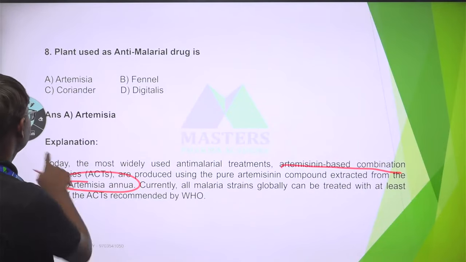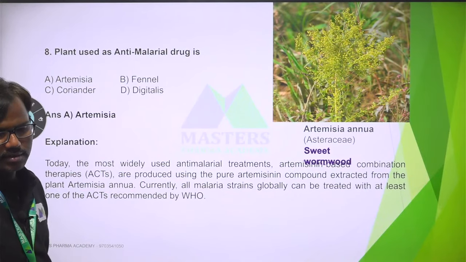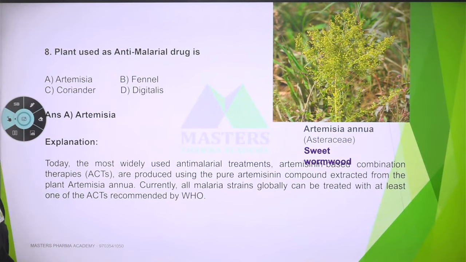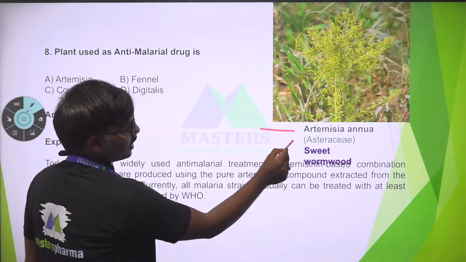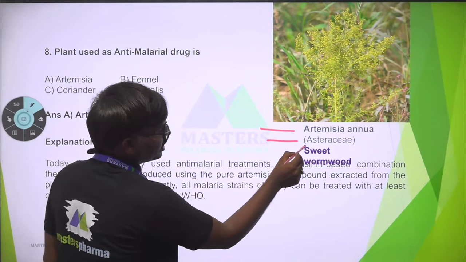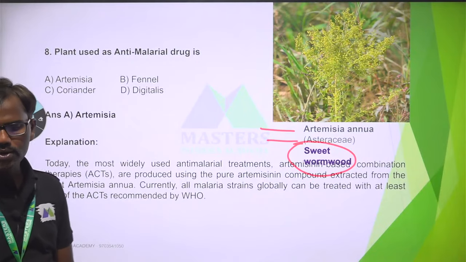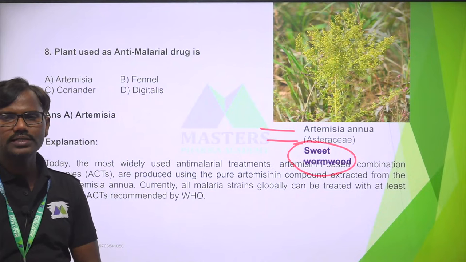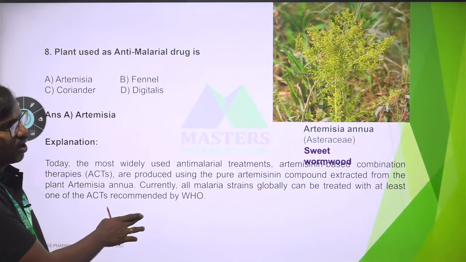And what are the other uses? So this is our Artemisia annua plant. The biological source is Artemisia annua, belonging to family Asteraceae, and it is also known as sweet wormwood. Synonyms are very important. Sweet wormwood.